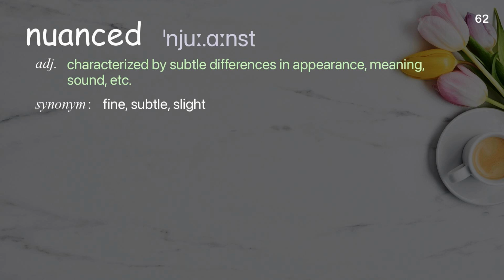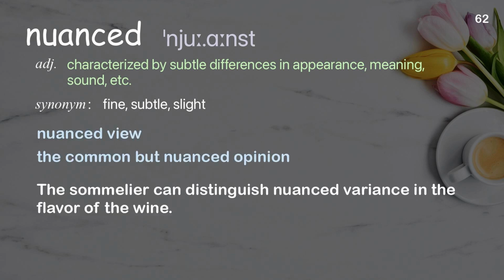Nuanced. Characterized by subtle differences in appearance, meaning, sound, etc. Examples: Nuanced view. The common but nuanced opinion. The sommelier can distinguish nuanced variants in the flavor of the wine.